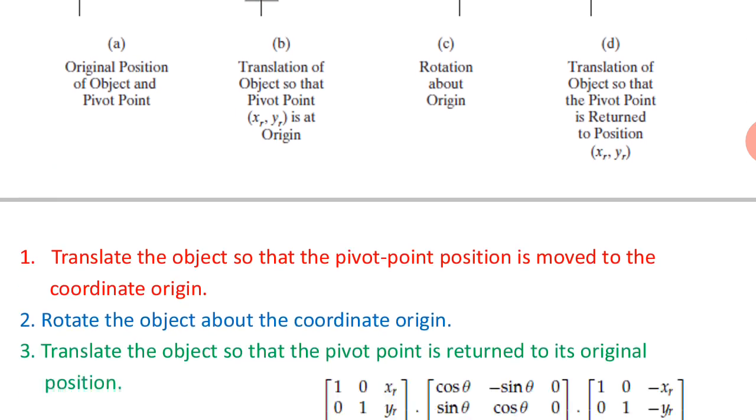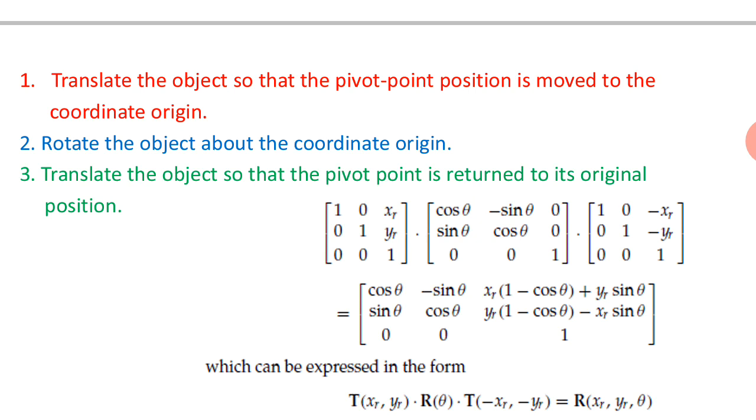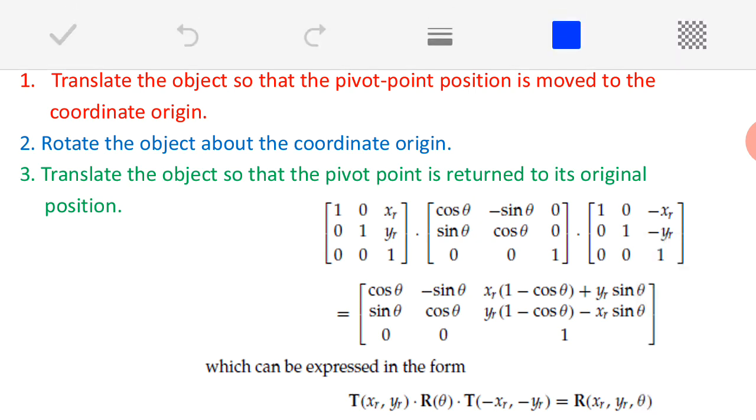Okay. So, by keeping these three steps in my mind, the same steps have been written in terms of the matrices. See there, my first step is what? Translate the object so that the pivot point is overlapping with the origin. See here, I am going to perform a translation with translation factors minus xr, minus yr. When I apply this translation, my object will come and sit in a position such that the pivot point overlaps with what? The origin.